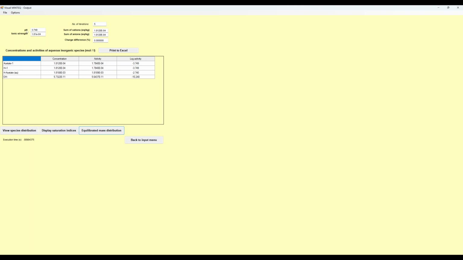Basically, we calculated the pH and the speciation and the concentration at equilibrium for all the species. So it's pretty straightforward, pretty easy to enter the values, pretty easy to read and look at the values, and export them later to an Excel file. So that's all about example one.